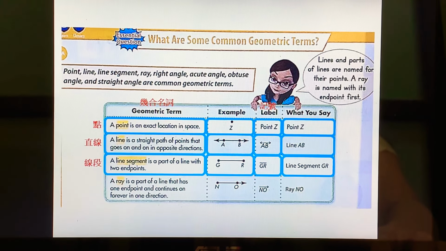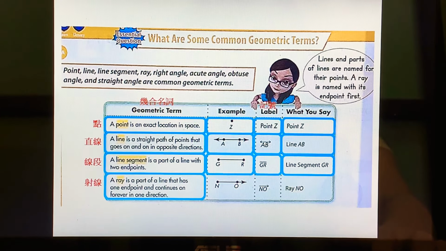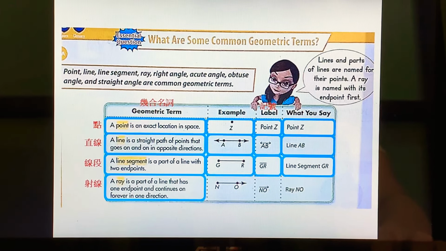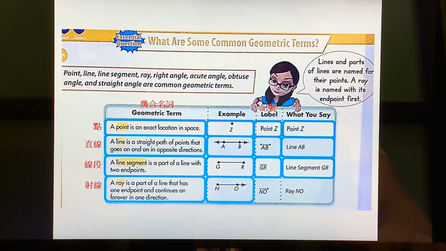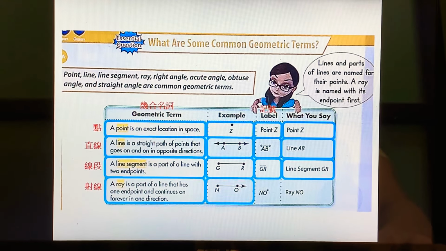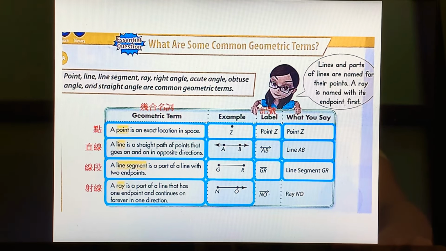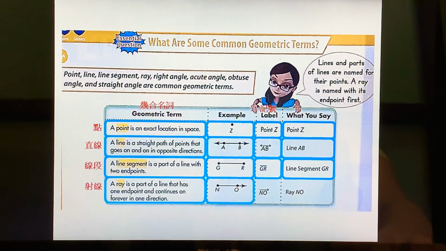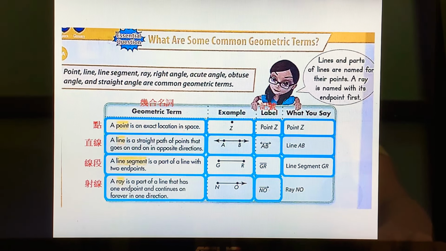Our next term is ray. 射线 ray. A ray is a part of a line that has one endpoint and continues on forever in one direction. 射线会有一个端点，one endpoint，然后另外一边是无限延伸。Look at the example of a ray. 你看到这个 example 里面这个 end 的地方，它就是 endpoint，它不会再延伸了。那 O 的这个点它就会无限延伸，所以有一边是 endpoint，有一边是无限延伸，这就是 ray。How we label it? 只要画单箭号就好。How we say it? Ray O.